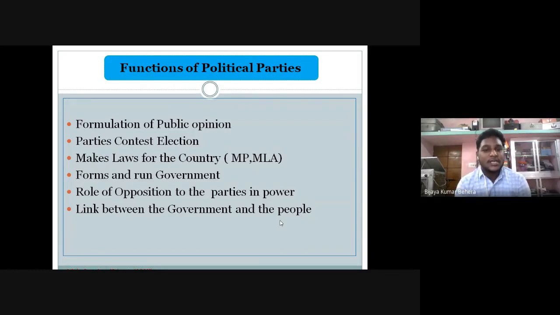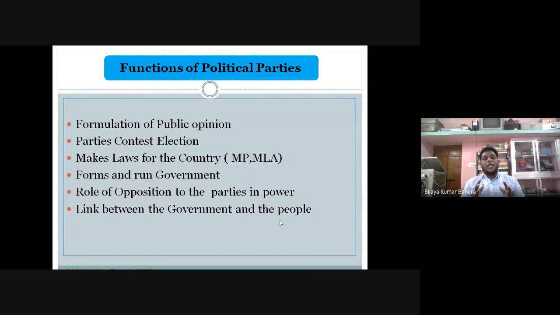We have a notion that political parties are formed only to run the government. But without an opposition party, a government cannot become a stronger one. So what are the role and function of an opposition party?